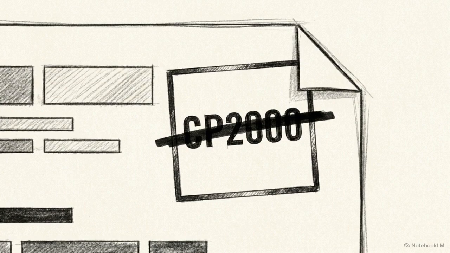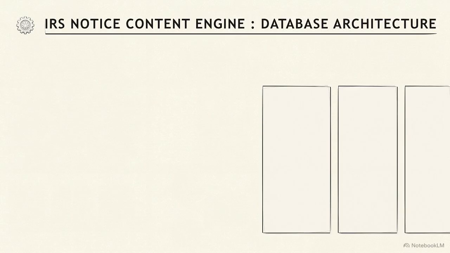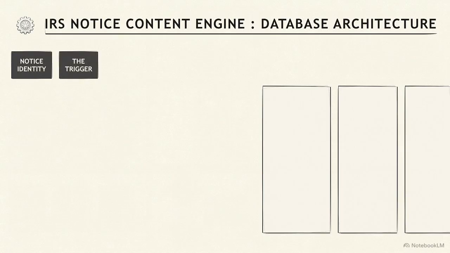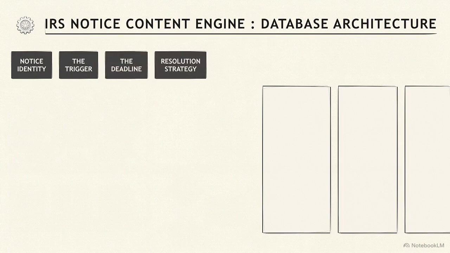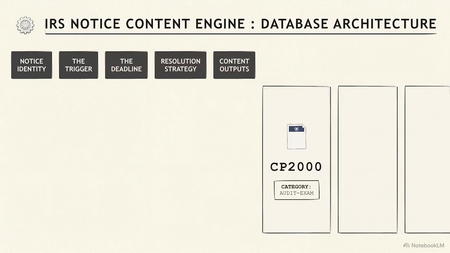Let's test the database using a high-volume example, the CP2000 Underreported Income Notice. This layout shows the 5 specific data elements you must populate. Your spreadsheet needs columns for notice identity, the trigger, the deadline, the resolution strategy, and the content outputs. First, enter the baseline facts. For identity, log the CP2000 code and its audit and exam category.